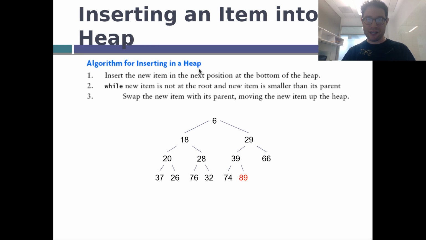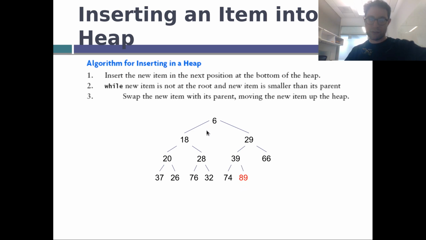So the algorithm for inserting an item into a heap is that we insert the new item into the next position at the bottom of the heap. That means basically we insert it into the next space over here, such that the tree will remain complete. See, if we're inserting 89, it's just going to stay complete. So we insert 89 into the next position, right?